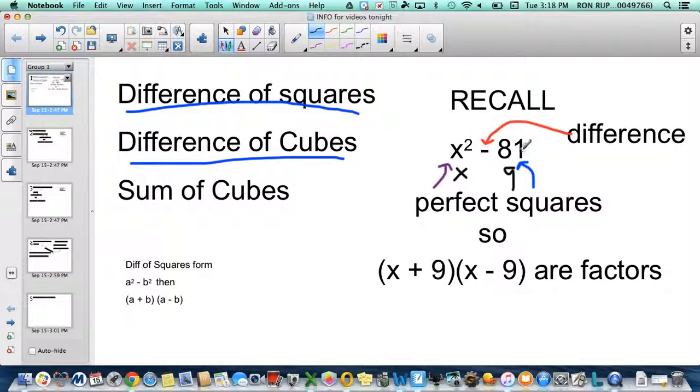And so when this happens, when we have a difference of two perfect squares, we know the factors are x plus 9, x minus 9. That's just a rule that we remembered to make it easy. If you distribute this out, you'll see you get x squared minus 81.